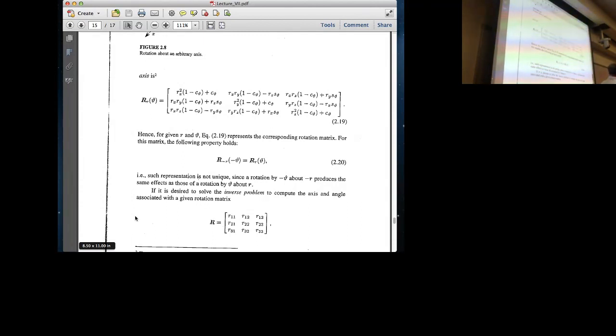So that's the annoying part. Now this is basically a completely different branch of math, which turns out to beautifully coincide with rotations. What's important is that this quaternion has to be unit length. Otherwise it's not going to work.